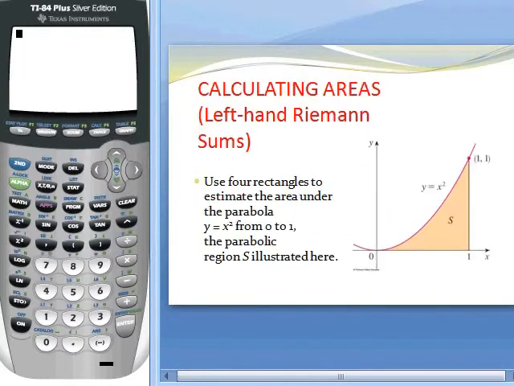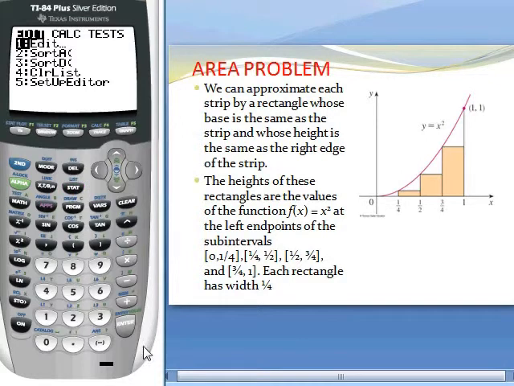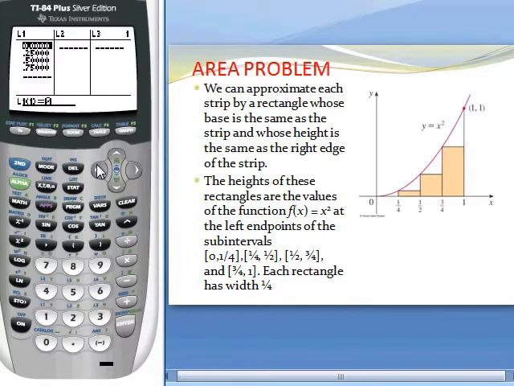So let me go back, and I will do that in my calculator. Now what we're going to do is enter the x's. In this case, it's going to be 0, 1/4, 1/2, and 3/4. So I enter 0, 1/4, 1/2, and 3/4. And remember, the height is supposed to be x squared. So I will push enter and take L1 squared, which is second one, and square it and push enter.